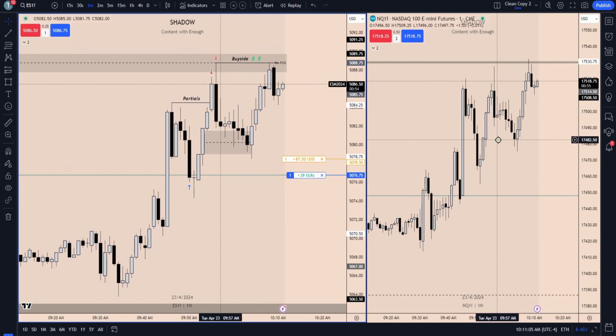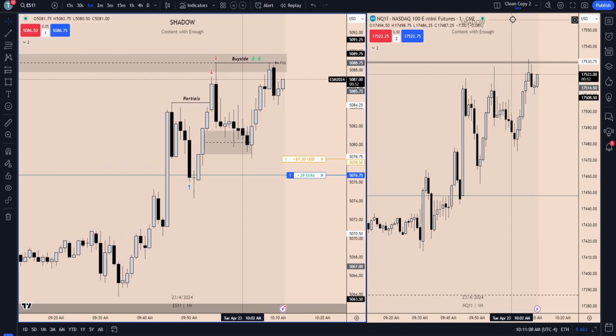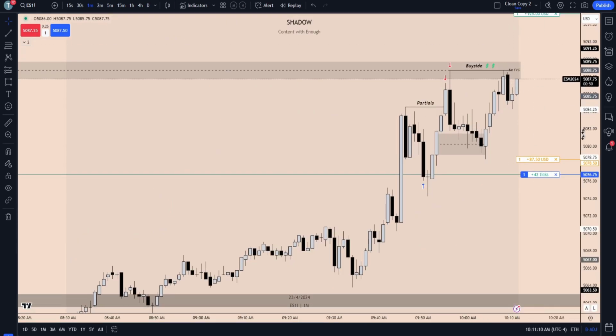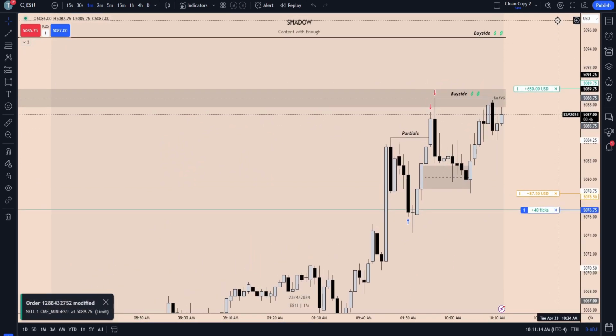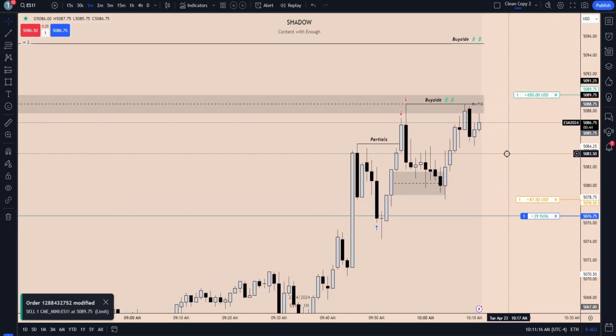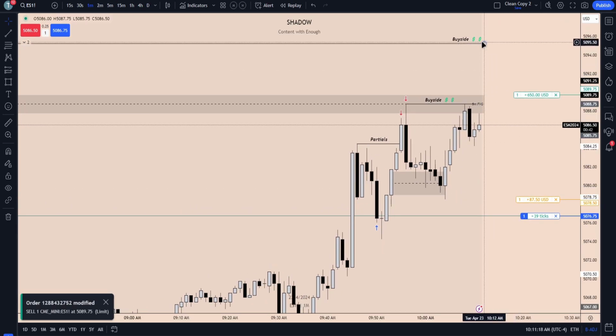Seeing that, though, we might just close early and be content. So we're going to close right at the high of that 5 minute like that. That'll give us 13 handles. We'll be content there.